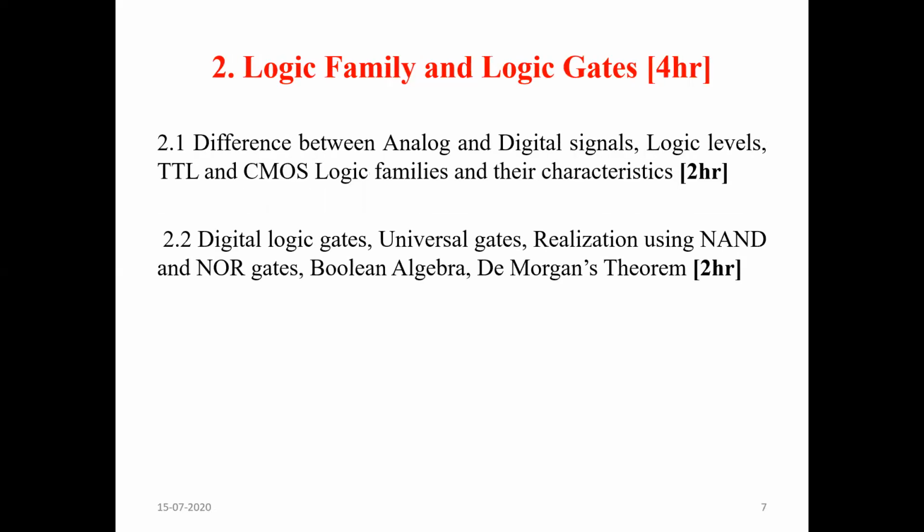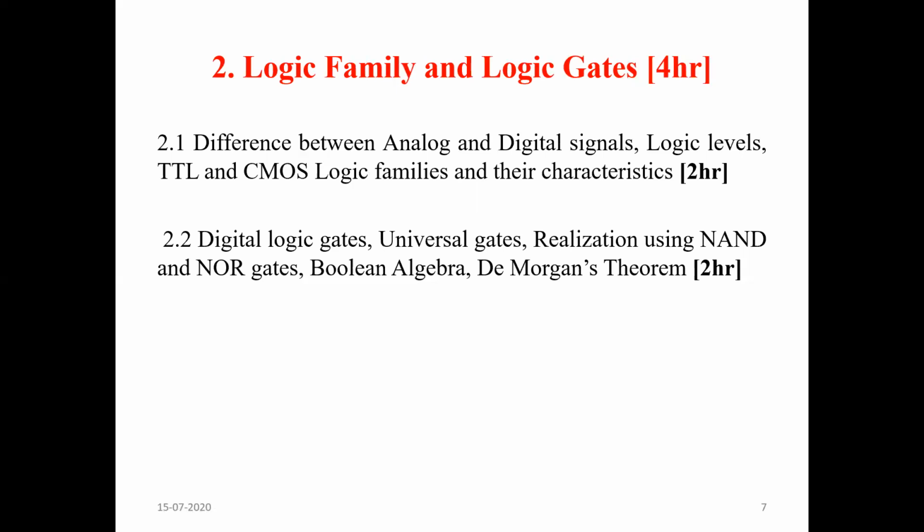The next one is the logic family and logic gates. Again, it is 4 hours. So here two sections are there. First, the difference between analog and digital signals, what the logic levels are, that is your TTL and CMOS logic families and their characteristics. So a little bit of theory. You might have already studied what an analog signal is and what a digital signal is, but still we will be covering it.